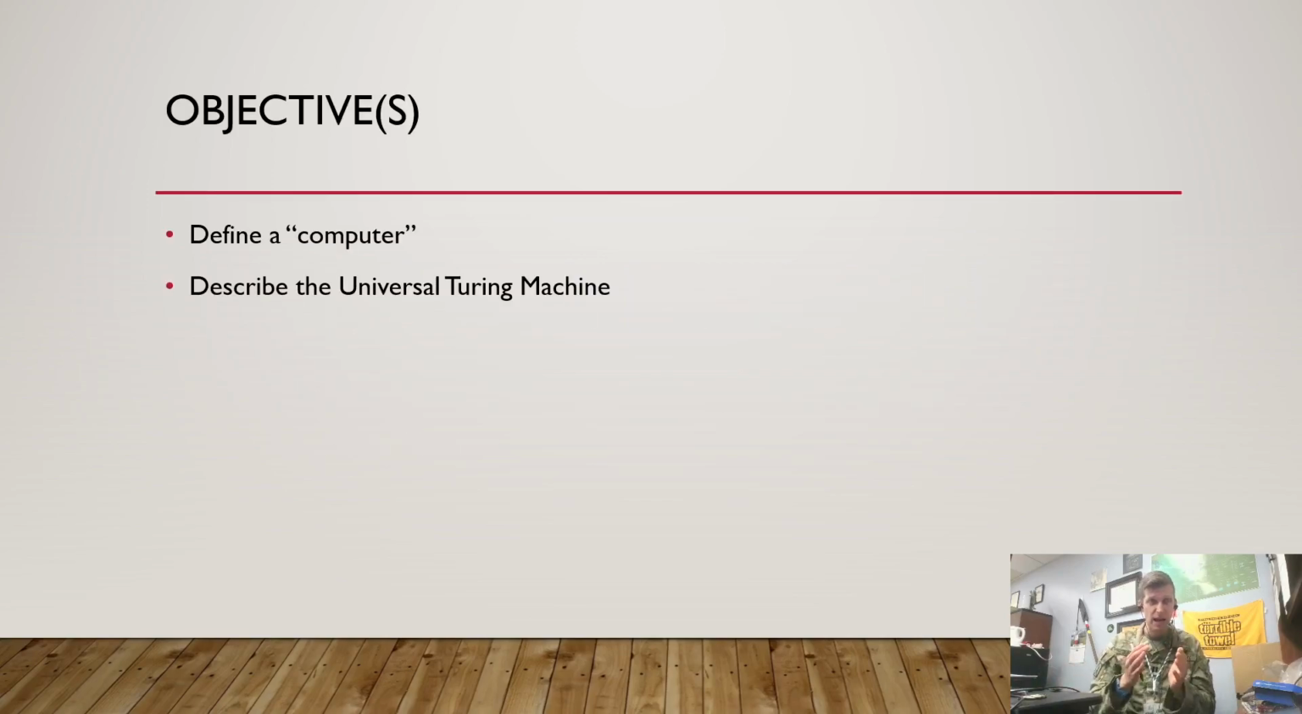We're going to try to define the term computer, define what makes a computer, and along the way, a very important thing to understand is something called the universal Turing machine. So we're going to describe that as well.